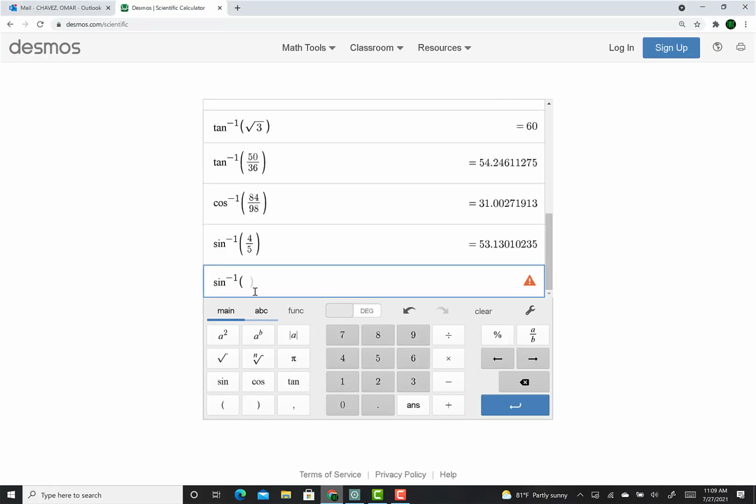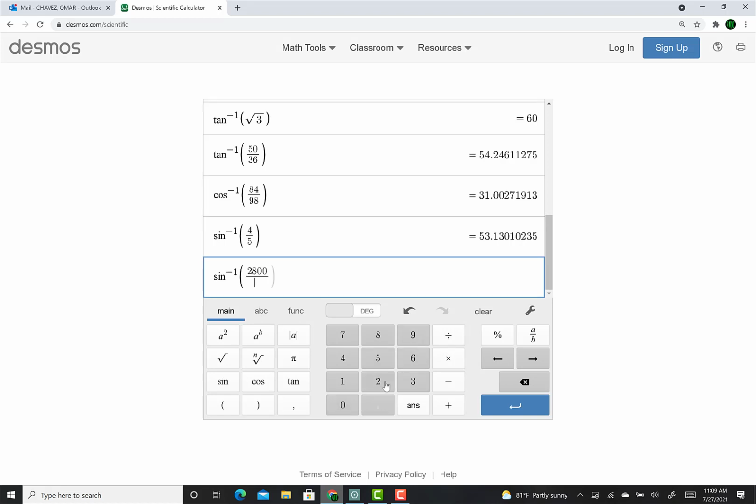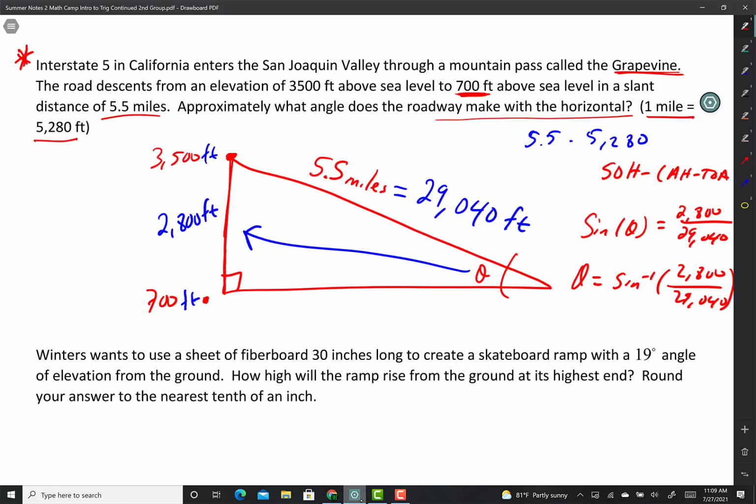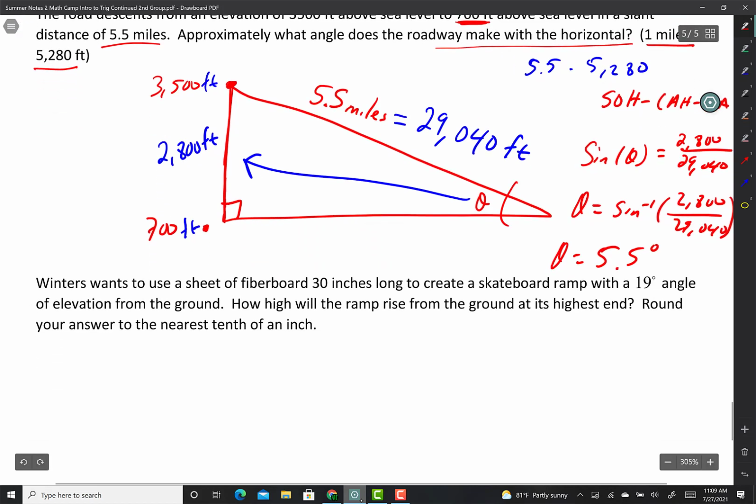2,800 divided by 29,040. 5.5 degrees. That's actually pretty steep, guys, to be honest. Theta equals 5.5 degrees. Cool? Yeah. I thought that was pretty cool.